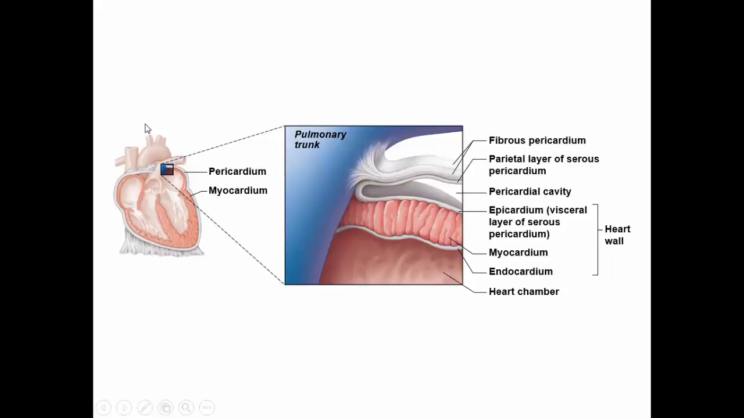So as we look up here where we have the pericardium attached, we have the fibrous pericardium, and then here is the serous membrane pericardium, the parietal layer. It folds back and covers the heart as the visceral layer of the pericardium or the epicardium. They're the same thing. The muscular wall is the myocardium, and then the single lining of cells makes up the endocardium, and this would be the inside chamber of the heart.